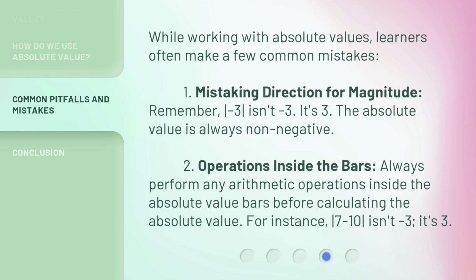While working with absolute values, learners often make a few common mistakes. 1. Mistaking direction for magnitude. Remember, |-3| isn't -3. It's 3. The absolute value is always non-negative. 2. Operations inside the bars. Always perform any arithmetic operations inside the absolute value bars before calculating the absolute value. For instance, |7 - 10| isn't -3. It's 3.